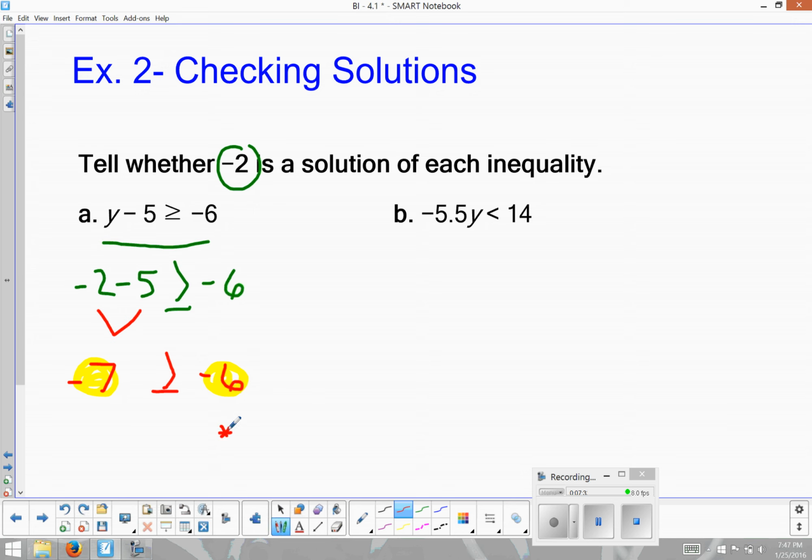So is this a true statement? They said that -7 is greater. Is it greater? Nope. Is it even equal to? Nope. So the answer to this solution would be a no. It is not. So you would just put no for your homework answers.